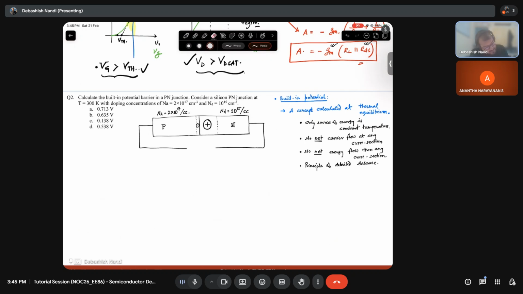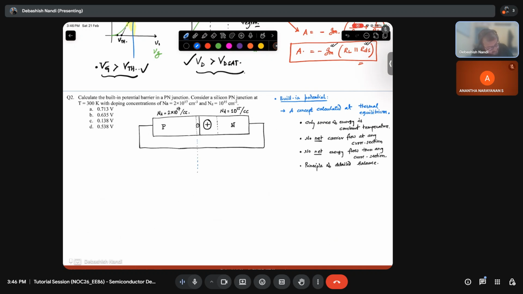If you apply some voltage, then you are applying another source of energy, which is not valid in thermal equilibrium. So when you want to calculate your built-in potential, there should not be any potential difference between the P and N side. Fine? Is it okay? So now how do you calculate your built-in electric field, built-in potential?